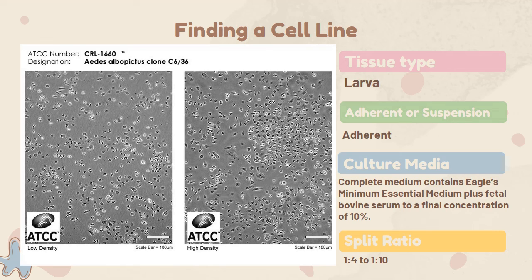Split ratios must be consistent for a single cell line, and doubling times of the cells must not be erratic, to avoid indication of contamination, cellular death, and wrong choice of medium.